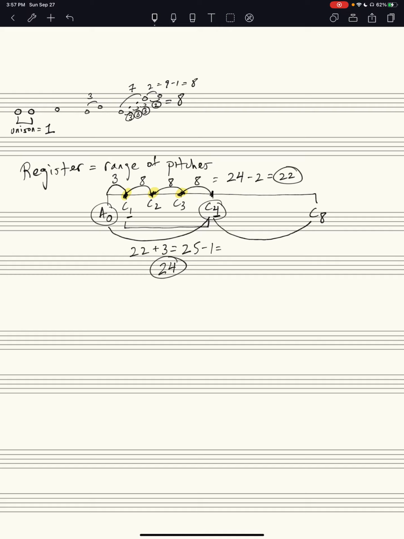Okay, okay. What are we going to call this? This is called the bass register.